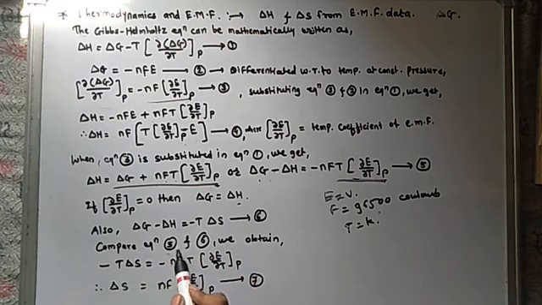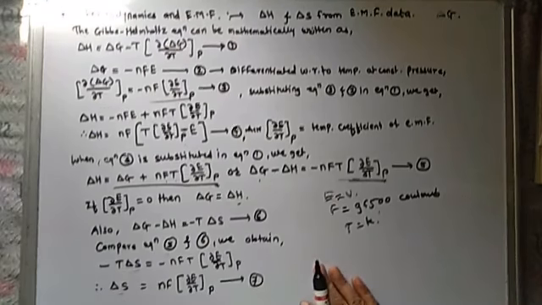Comparing equation number 5 and equation number 6, we obtain minus T delta S is equal to minus nFT ∂E/∂T at constant P. Therefore, we obtain delta S is equal to nF ∂E/∂T at constant P. This is equation number 7, in which T gets cancelled out. So with this equation, the entropy change of the reaction is known when the temperature coefficient of EMF is known. So we will stop here.